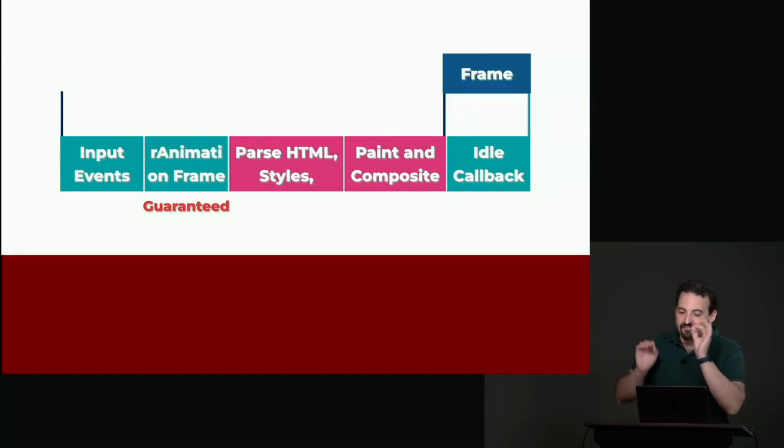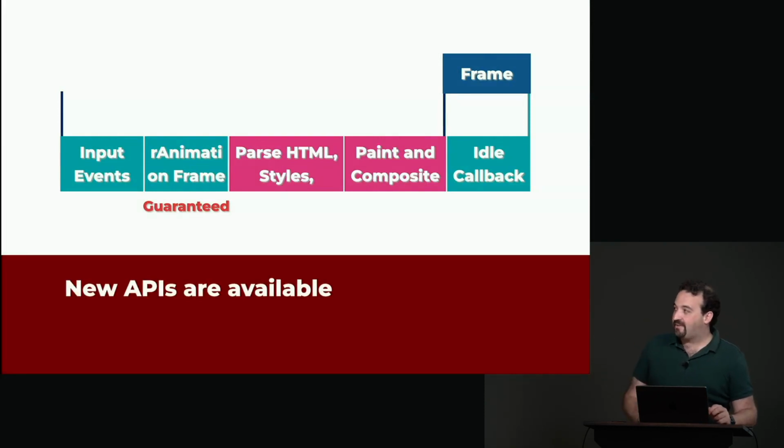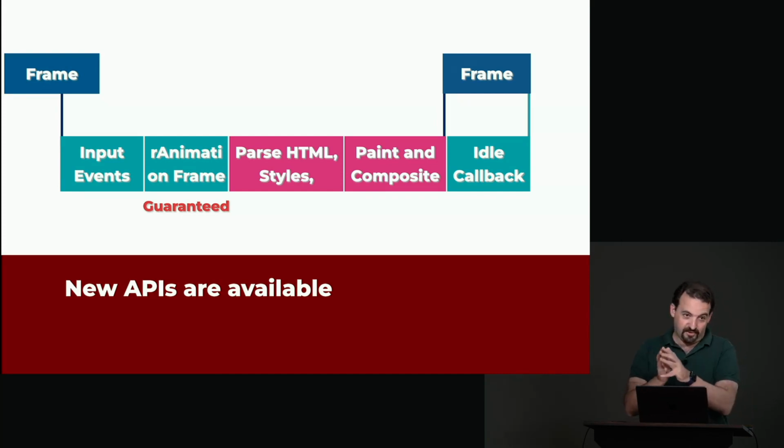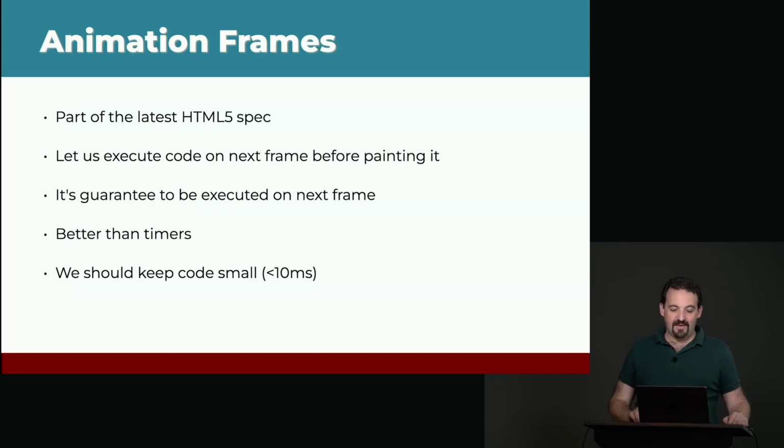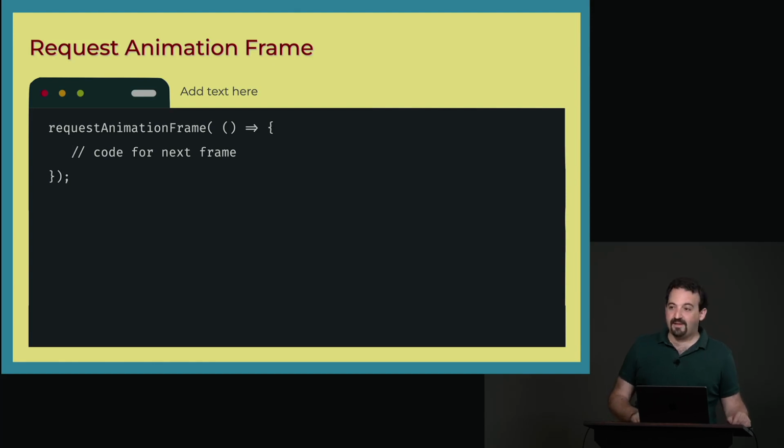to use requestAnimationFrame, because it's guaranteed to be executed at that moment on every frame. But your code should be short, right? Why? Because if it's too long, you will push the whole frame, and then we will have a frame drop in the animation. So that's why we should keep that code small, under 10 milliseconds of execution. Small in execution, not in size. It's much better than timers, okay? You just request an animation frame and do some code. That's all. And it's guaranteed that it's going to be executed on the next frame.